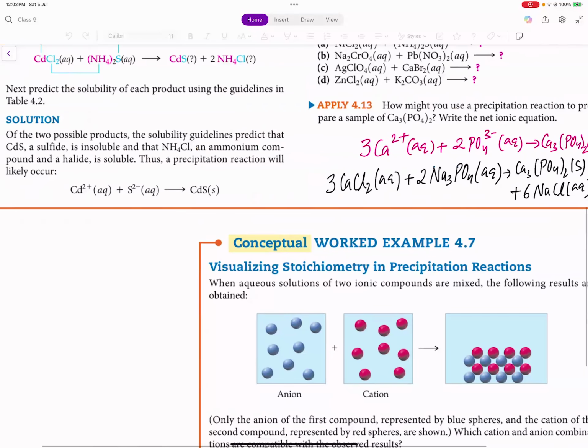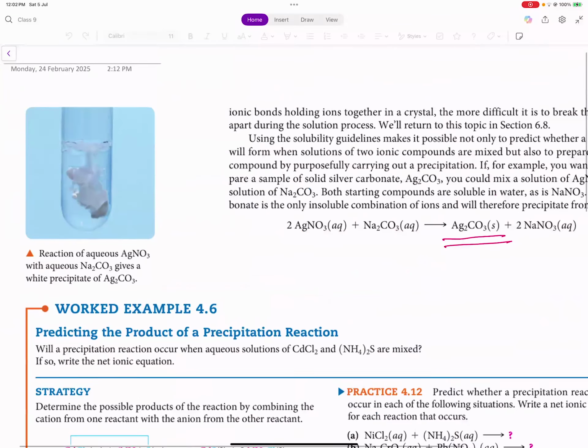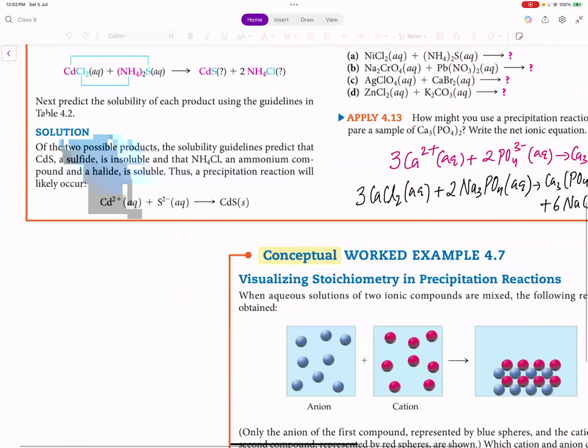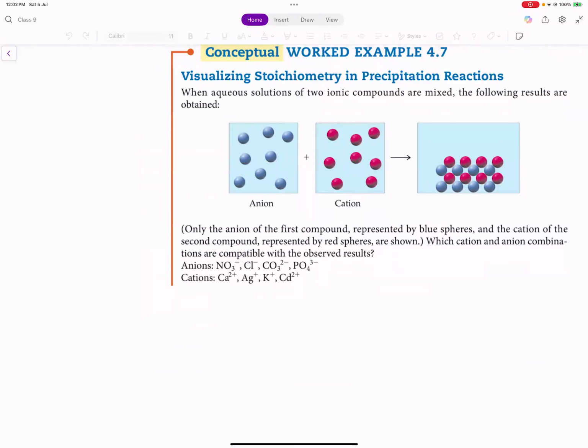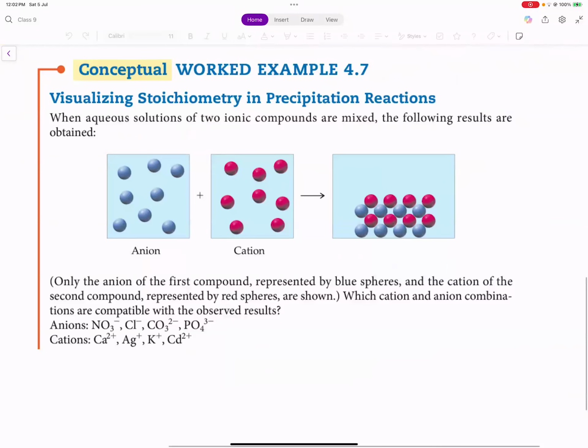So we did this with the help of the table, which of them will form a precipitate and which of them will not. So another question is this: we are mixing these two. The blue ones are anions, red ones are cations. And after mixing, you can see that on the right hand side, it is a solid formation. A solid. So that is to say, a precipitate has formed.